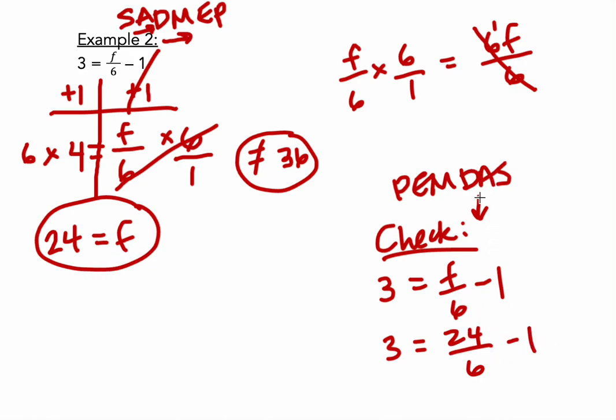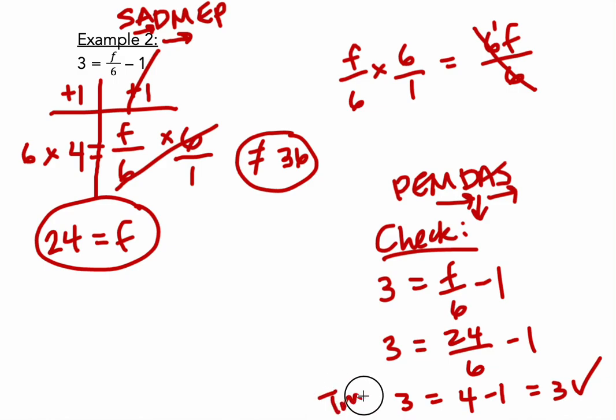And I'm using PEMDAS: no parentheses, no exponents, multiply or divide first. 24 divided by 6 has to be solved first. 24 divided by 6 is 4. And then at the end, I'm solving my adding or subtracting. 4 minus 1 is equal to 3. 3 does equal the 3 that we wanted. So that is correct. That is a true statement. So therefore, I know my answer, f equals 24, is also correct.